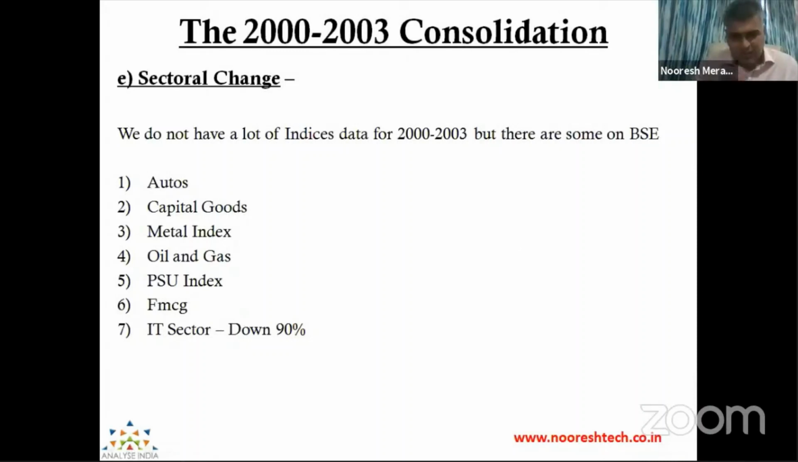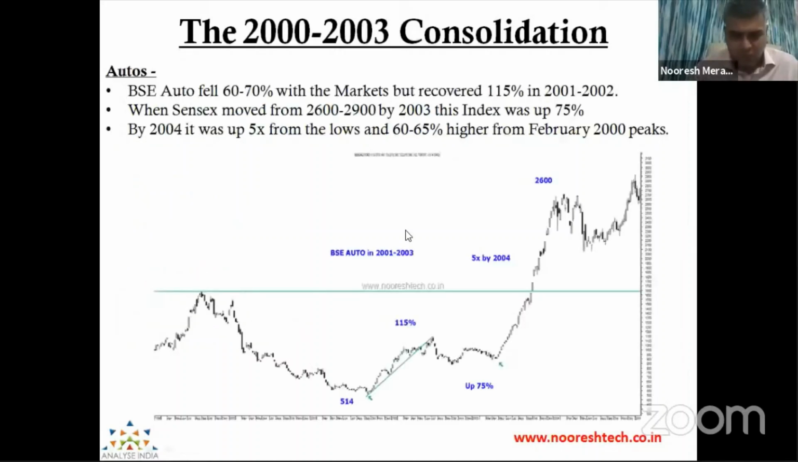Now, let us look at the sectoral change which happened in 2000, 2003. So I'll quickly take you through some indices. So the last one is the IT sector, which was almost down 90%. The whole sector was down 90%. But the other old names, which are the FMCG stocks, the old economy stocks, the old oil and gas stocks, which were not the participants of the 1998 to 2000 rally, how they recovered really well. So BSE auto index fell by 67% with the markets, wherein the index fell by 60%.